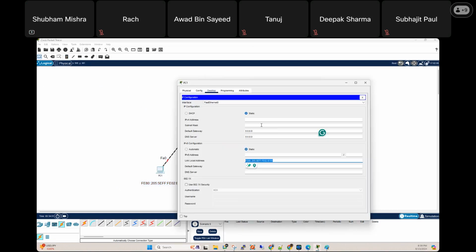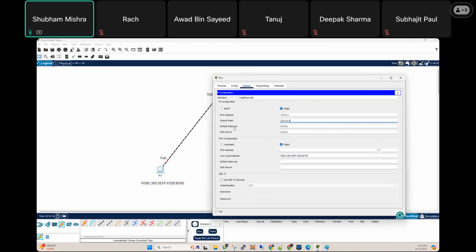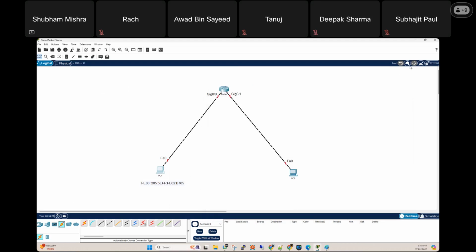Now, how can we assign the IP address? 10.0.0.1. Clear? After that, you get one more thing that is called the default gateway. If PC number 1 wants to communicate with this PC, and this PC belongs to the 10 network and this PC belongs to the 20 network, it means this PC must exit from the 10 network to the 20 network. Then this PC is able to communicate. Yes or no?